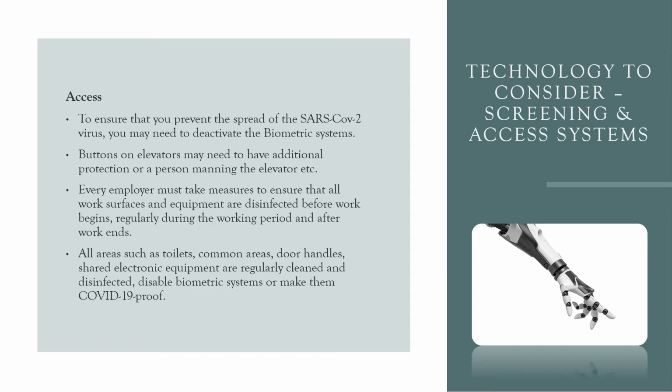Every employer must take measures to ensure that all work surfaces and equipment are disinfected before work begins, regularly during the working period and after work ends. All areas such as toilets, common areas, door handles, and shared electronic equipment are regularly cleaned and disinfected. Disable biometric systems or make them COVID-19 proof.